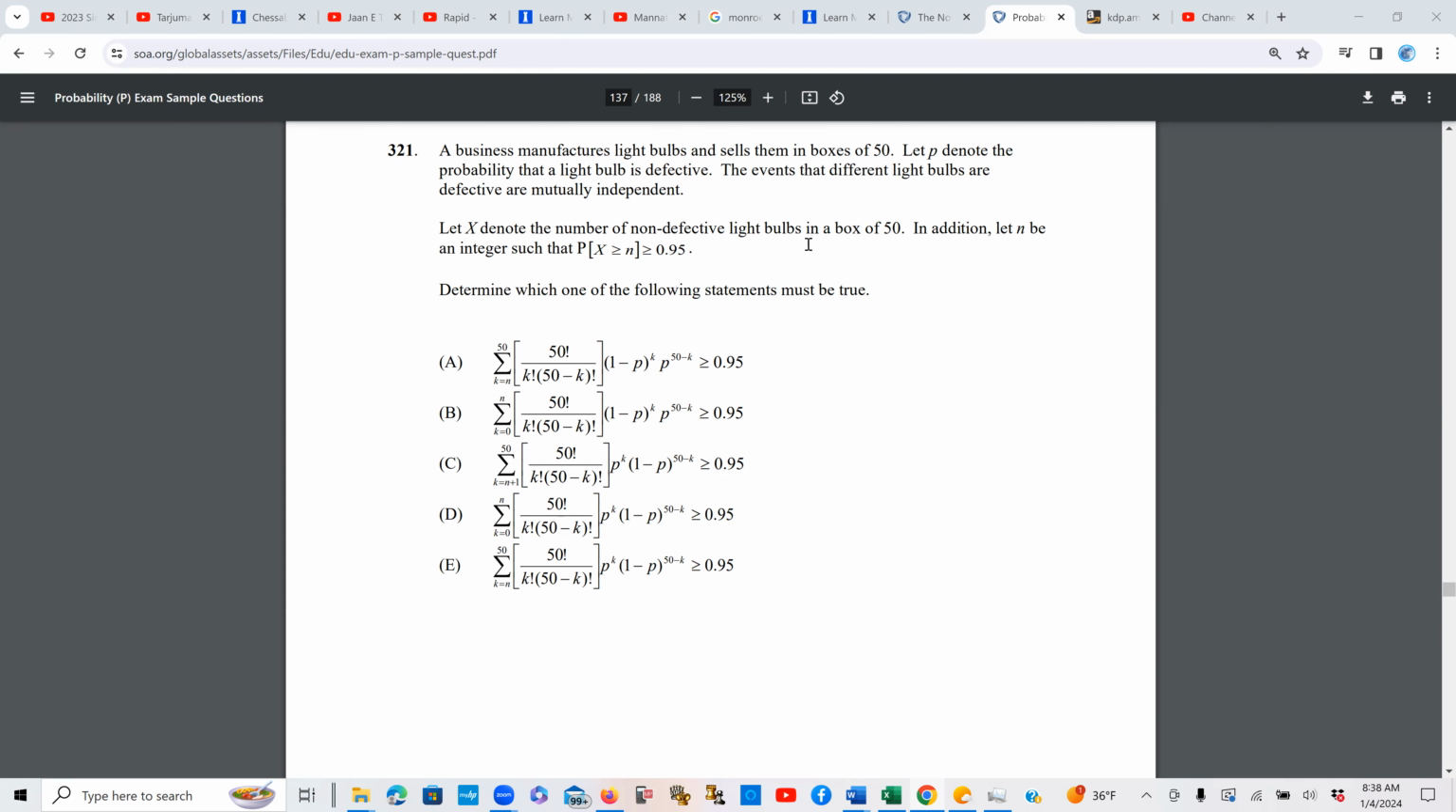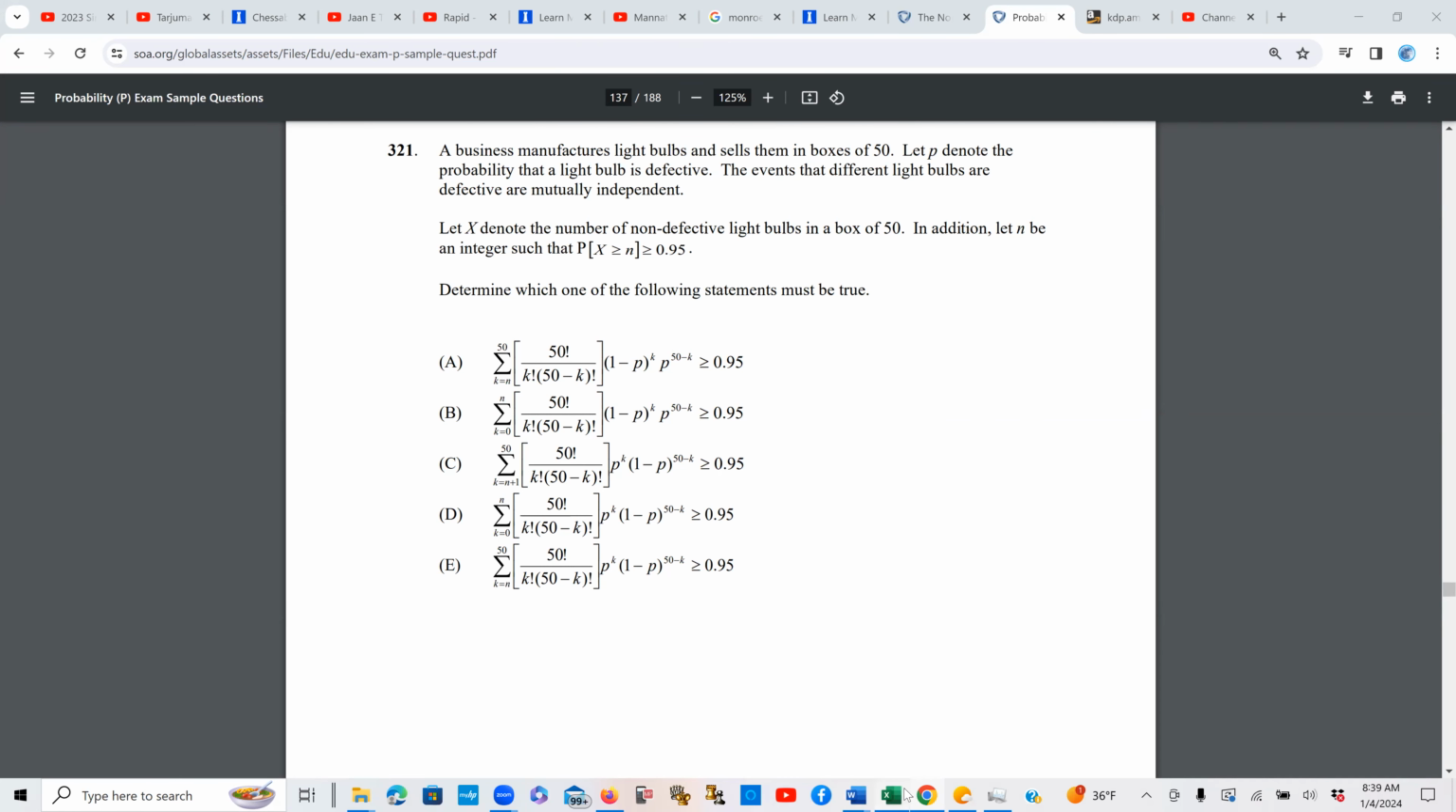In addition, let n be the integer such that the probability X greater than or equal to n is greater than or equal to 0.95. Determine which of the following statements must be true. So we are given that P is the probability of a bulb being defective, but then X is a variable which denotes the non-defective bulbs. And so we need the probability of non-defective bulbs, and that is a binomial variable.